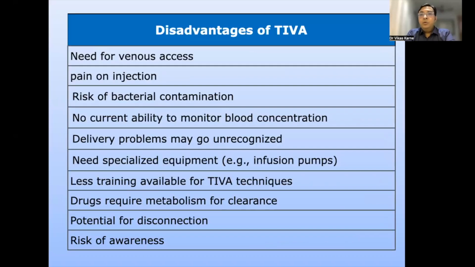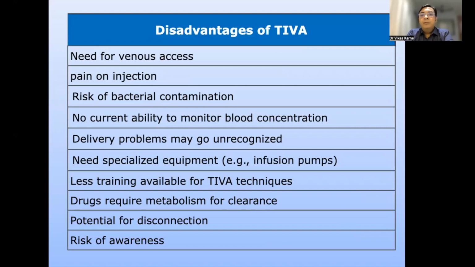If we talk about so many advantages of total intravenous anesthesia, what are the disadvantages? What we need is a dedicated venous access. Patients may have pain on injection. Risk of bacterial contamination in prolonged surgery is there. There is no current availability of inline continuous monitoring of blood concentration of drugs that we're giving.